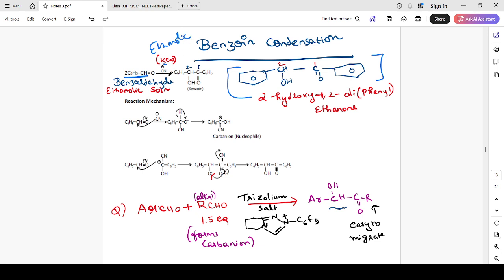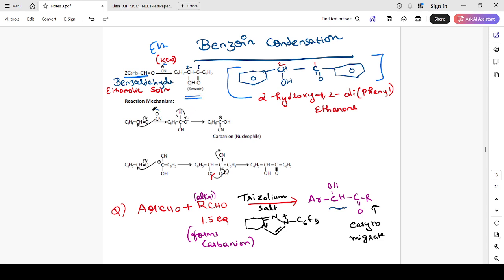or alcoholic KCN, where it is generating CN minus as a nucleophile. The product that you are forming here, this is my keto group here, right? So you can see it is an alpha hydroxy ketone type you are forming here. This particular molecule is called benzoin.